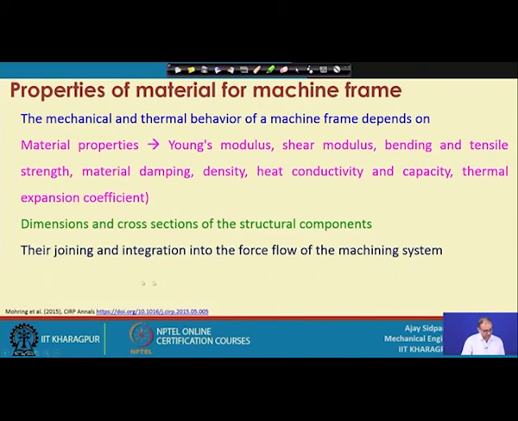Right. So, joining and integration into the force flow of the machining system. What does it mean? Suppose you have two components here and this is the joint, correct, and you are providing a force in this direction. This joint will not deform because of the force, because it is perpendicular to this force direction. So, now the whole component will move in this direction. So, no problem in that.